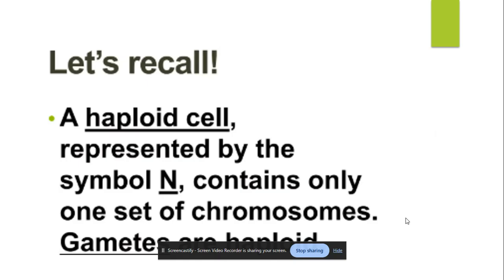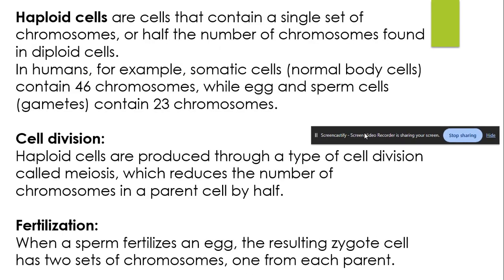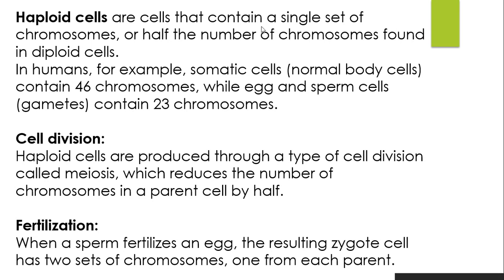Alright, so a haploid cell, represented by the symbol N, contains only one set of chromosomes, and gametes are haploid, right? So gametes are haploid, and they are represented by the symbol N because they carry one set of chromosomes. Haploid cells contain a single set of chromosomes, or half the number of chromosomes found in diploid cells. In humans, for example, somatic cells, normal body cells, soma means body, contain 46 chromosomes, while egg and sperm cells, gametes, contain 23 chromosomes.